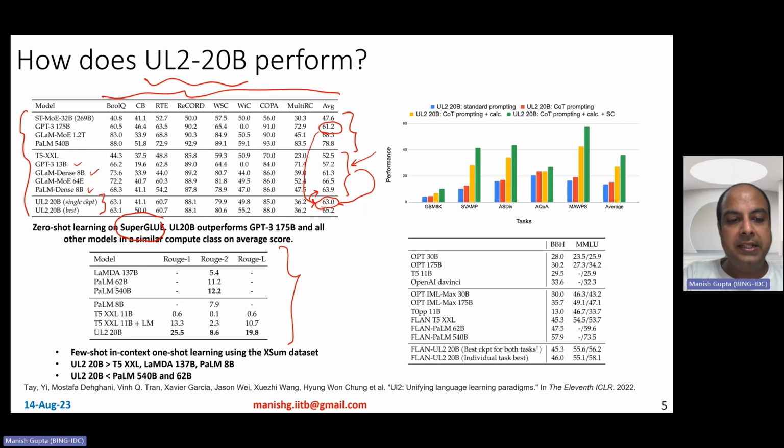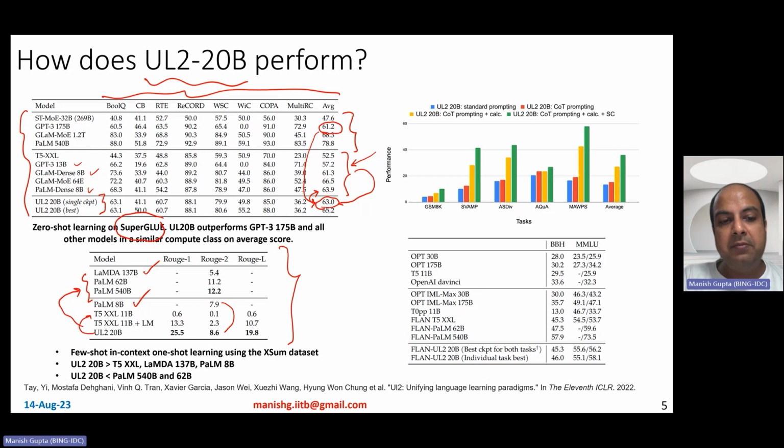So UL2 model is better than T5 XXL model, right? And it is better than Lambda model. It is better than PALM model 8 billion as well, right? In fact, PALM model 8 billion is just 7.9 and 8. UL2 is 8.6 on Rouge 2. However, UL2 20 billion is, of course, not as good as PALM 62 billion or 540 billion parameter models. Those are way better.